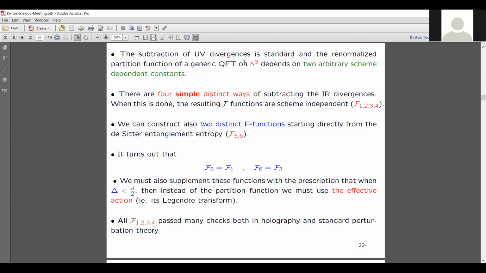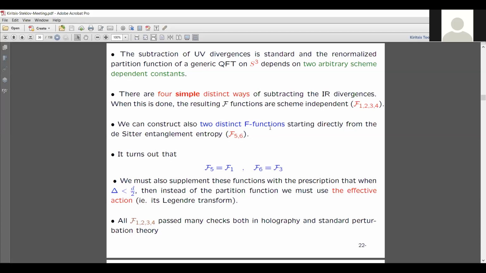Then you have to remove infrared divergences. Liu and Mezei, in fact, did it by using differential operators. There are other ways. In fact, there are an infinite number of ways. But we found only 4 simple, distinct ways of doing that. There may be others, but these are the simplest we could see. And in this way, we can construct, in fact, 4 independent F functions. I'm not going to show you because I don't have enough time. If somebody cares, you can look at the paper or ask me later.